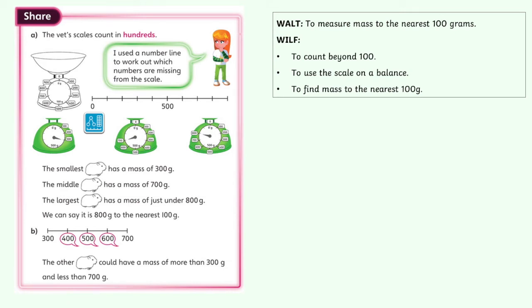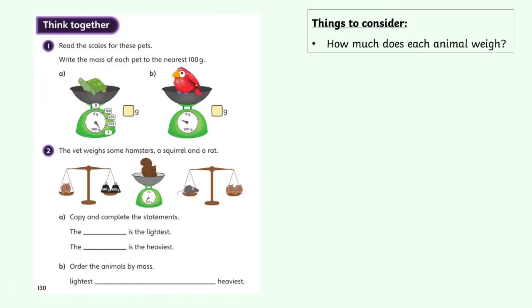Okay, so we've had to think about using these weighing scales, and today we're thinking about counting in 100s. Let's think together then through some more questions. So question 1 says this: read the scales for these pets. Write the mass of each pet to the nearest 100 grams.